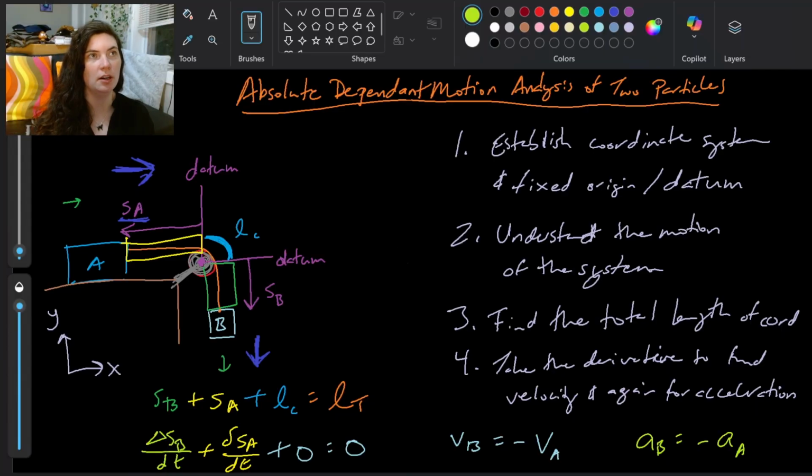So the whole goal here with our absolute dependent motion analysis of two particles is that we have two particles. They are dependent on the motion of the other, right? They are usually connected together in some way, usually through a rope in a pulley system. And what we have to do is associate those lengths of rope that are changing in order to understand how the velocities of the particles of the system relate to each other. So this was a fairly straightforward, simple example, but let's take a look at something a little bit more complex.